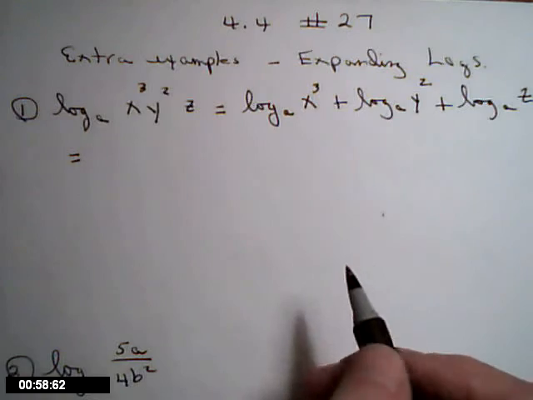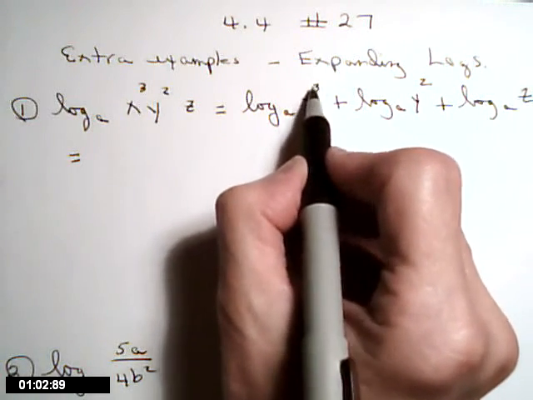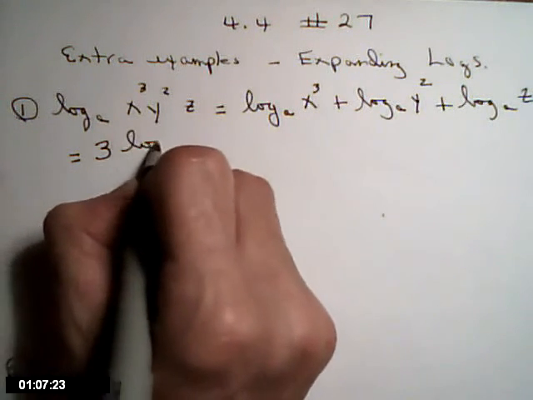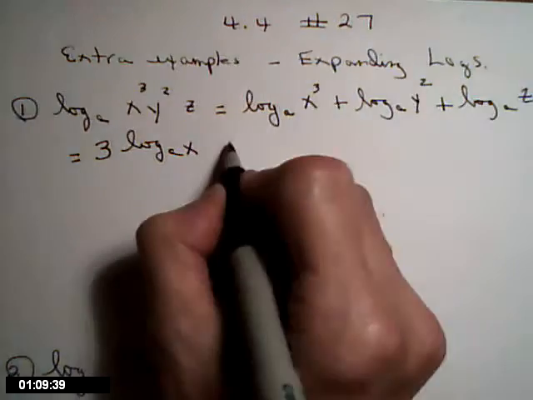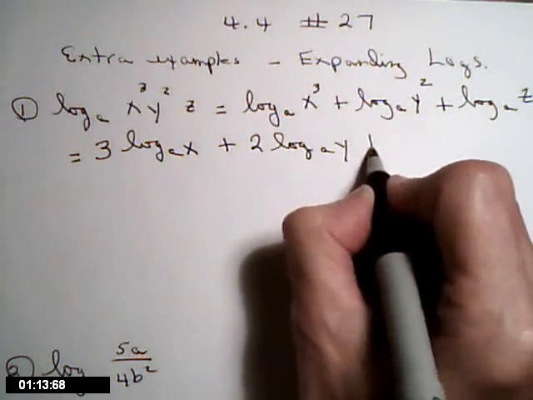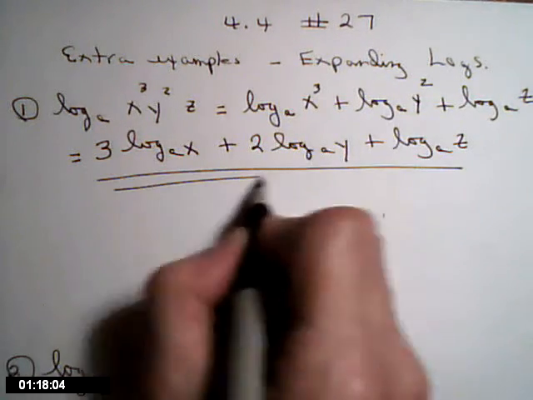Now, I had another property that said if your logarithm has an exponent, you're going to bring it in front as a multiplier. So this would be 3 log base a of x plus 2 log base a of y plus log base a of z. And that would be our final answer.